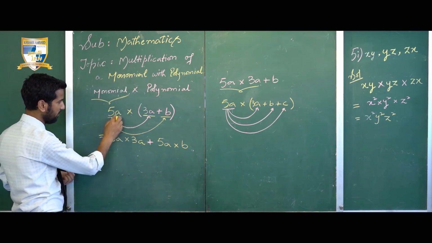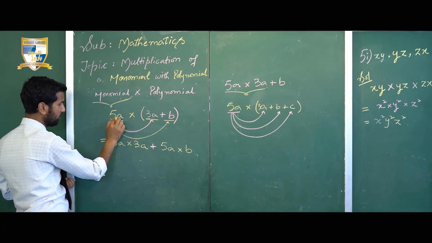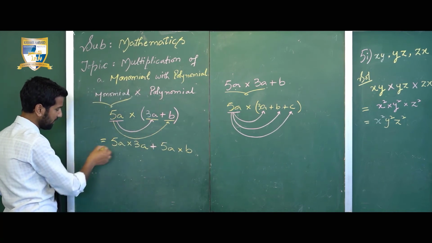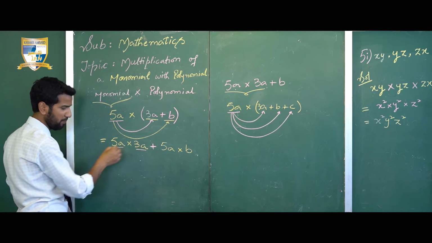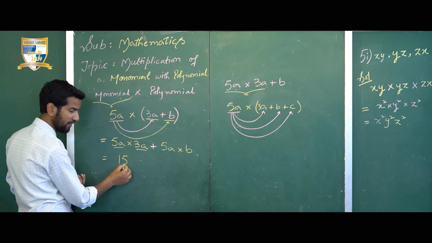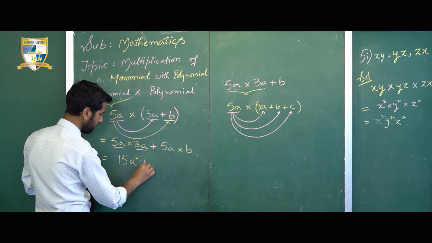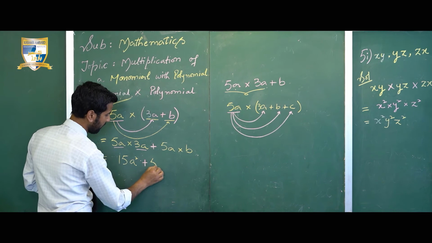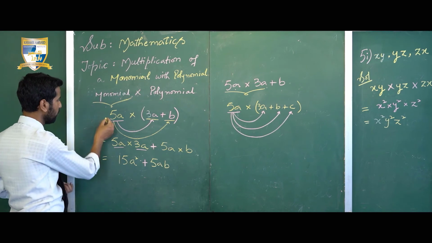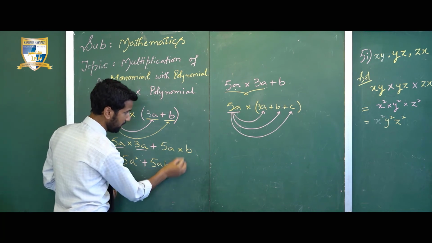So 5a into 3a means you are multiplying this monomial first with this term and then plus, then this 5a with b, 5a into b. Now once again we have a monomial here, we have a monomial here. So we are multiplying 2 monomials here. So multiply the coefficient with coefficient, that will be 15, and a with a, it will be a square. Then we have the sign of plus here. 5a into b, it will be 5ab. Now the 2 terms are unlike, we can't add them. So the product of 5a into 3a plus b is 15a square plus 5ab.